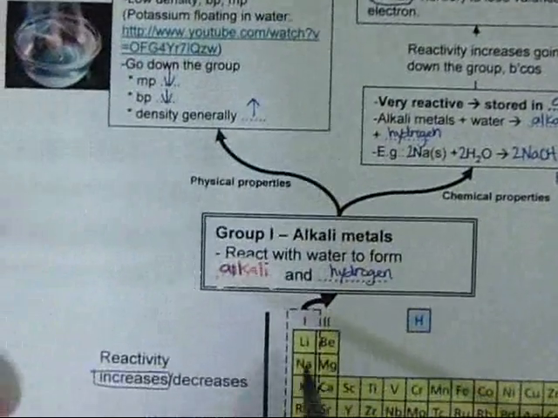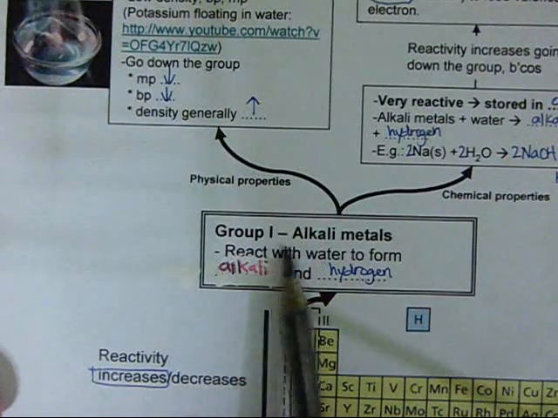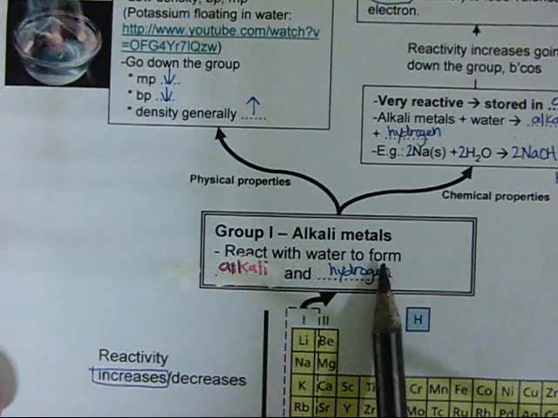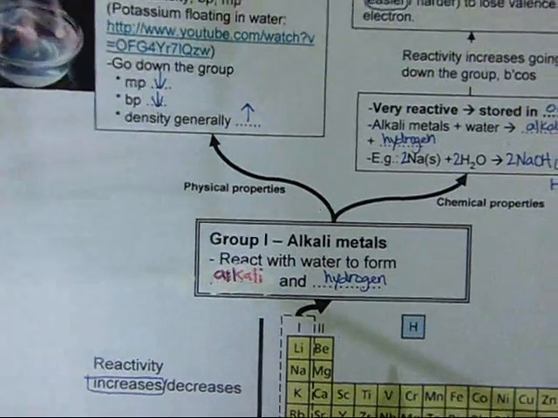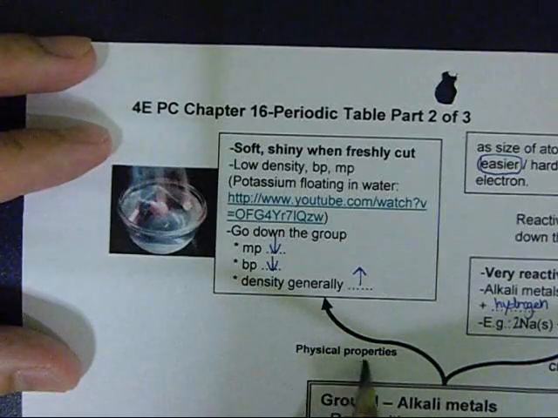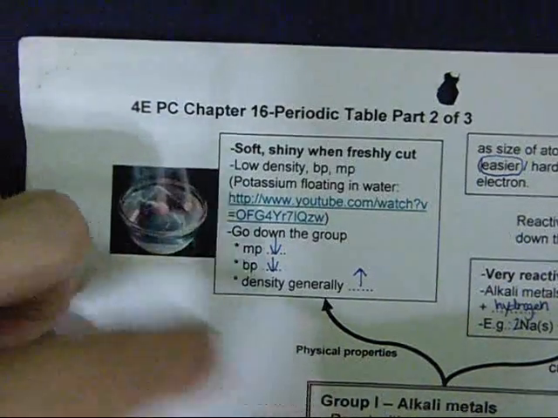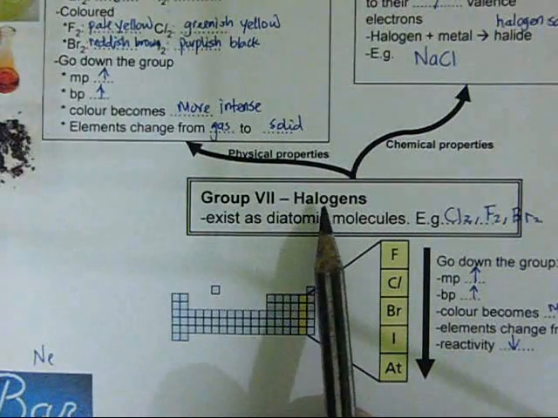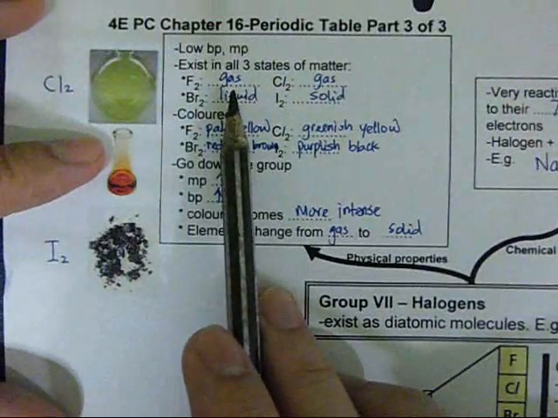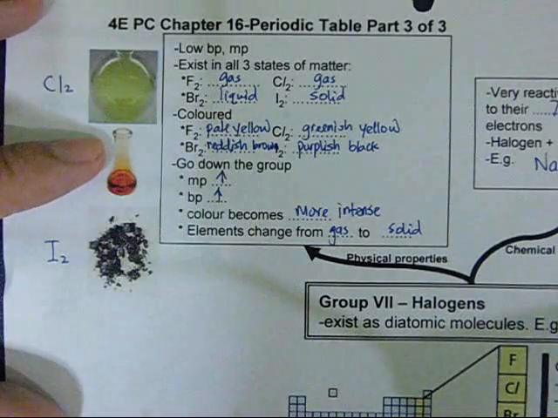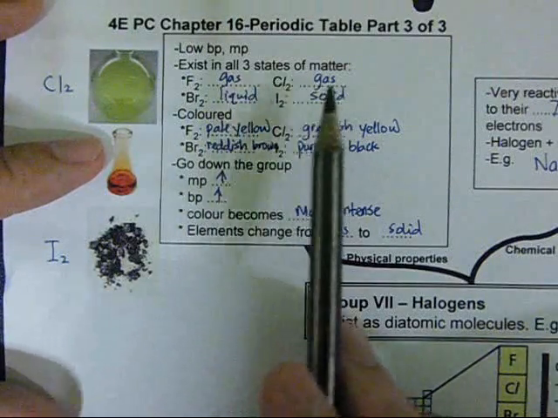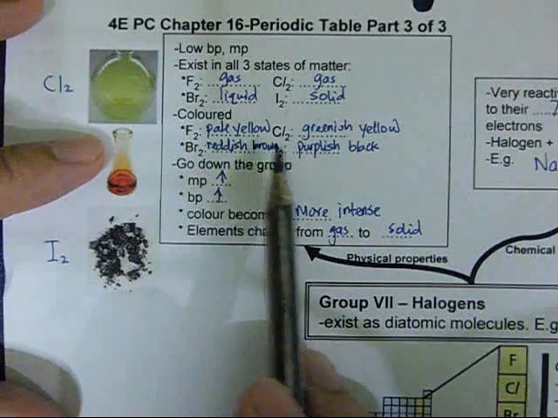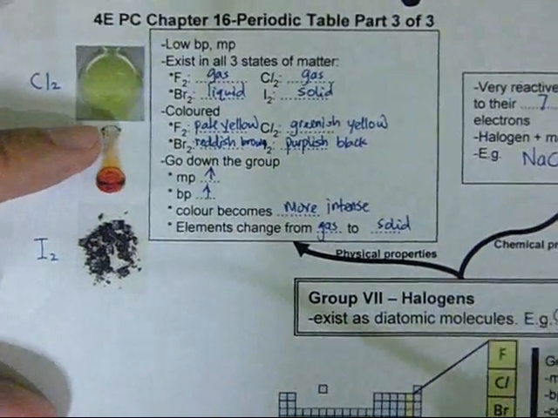Periodic table chapter, you need to know group 1. Group 1 metals are also known as alkali metals. Why? Because they react with water to form alkali and hydrogen. And then you need to know the physical and chemical properties as well. And group 7, they are also called halogens. And you need to know their states as well as the color. States are gas, gas, liquid, solid, solid. Color: pale yellow, greenish yellow, reddish brown, purplish black, and black. You need to know that.